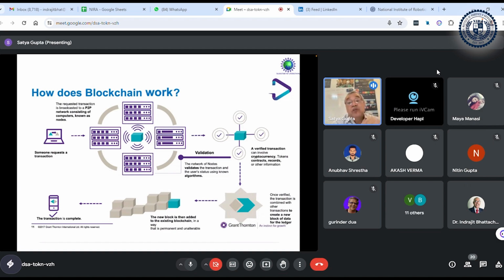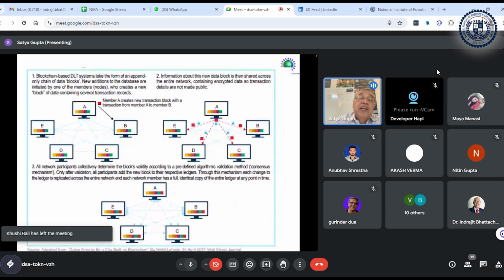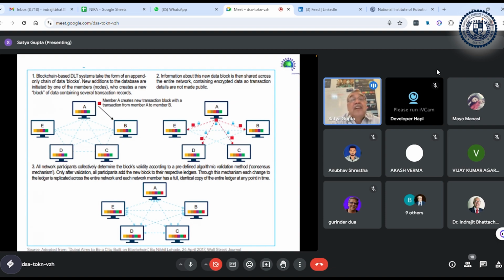And that is what happens to each transaction, and that is how the block keeps adding and it becomes a chain. The same thing is described here also actually, but just for the purpose of repetition so that you become very clear. So blockchain based DLT system take the form of an append only. Append only means you can only add, you cannot alter or change or delete a block actually.